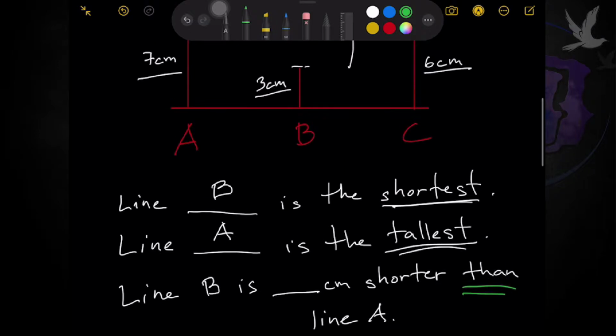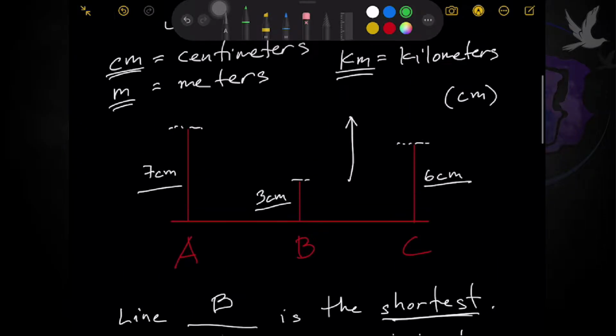Okay, that's what you are familiar with, the term minus. So, if you're going to compare line B to line A, in other words, you're comparing their difference, how much shorter is line B compared to line A. So, ito yung point na yun. This is the height of line A and this is the height of line B. How much shorter? Ito yung ating difference. Okay, this is where the difference comes in.